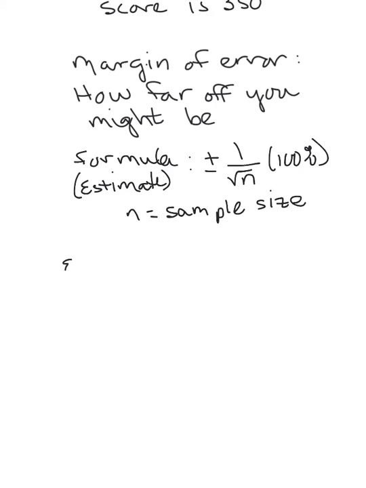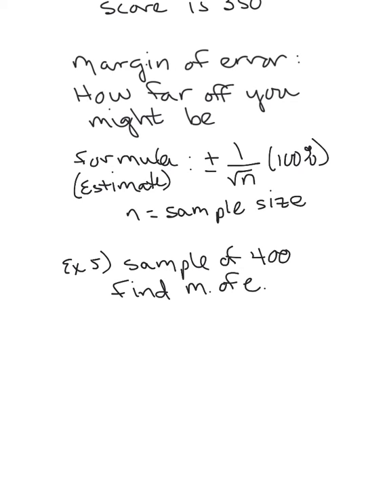So in example 5, we are told that we have a sample of 400. We want to find margin of error. And I abbreviate this again because I don't like to write all those words out. So for this problem, to estimate our margin of error, we are going to say plus or minus 1 over the square root of our sample size, which was 400. And then when we're done, we're going to take that times 100%.